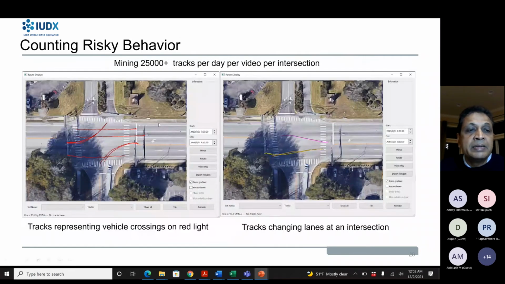You can count risky behavior. You can say how many people took a left turn on a red light, how many people jumped the red light, how many people changed lanes on the red light. And of course, some of these risky behaviors obviously have to be customized to different geographies. Whatever may be risky here may not be defined as risky in India, and different locations and different cities may have different definitions. The good part is that since we have the trajectory information, developing these algorithms becomes rather easy at that juncture.